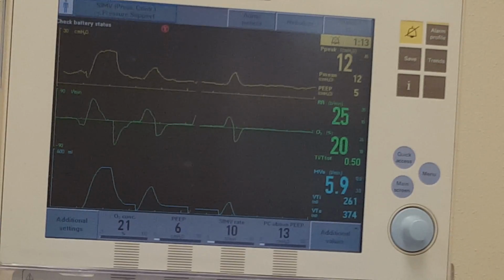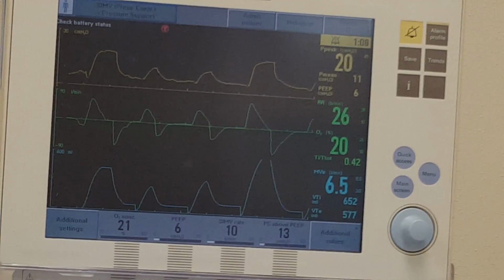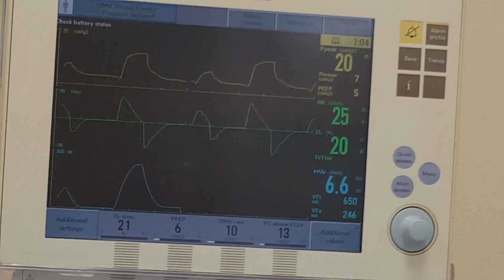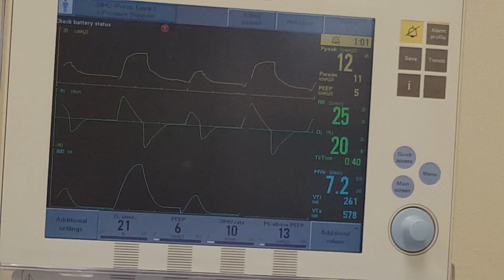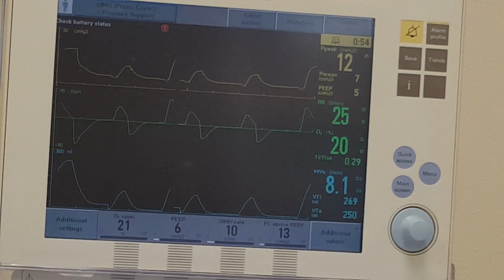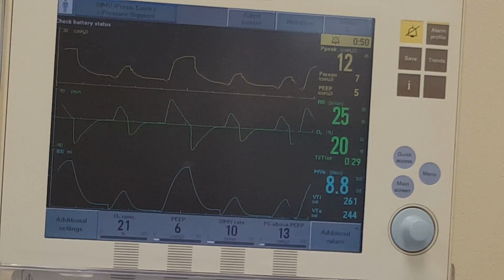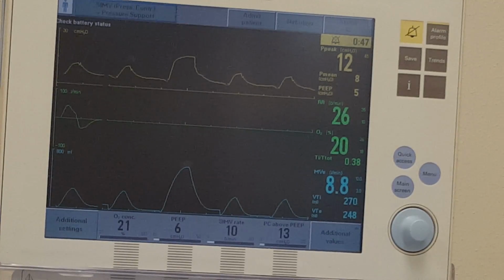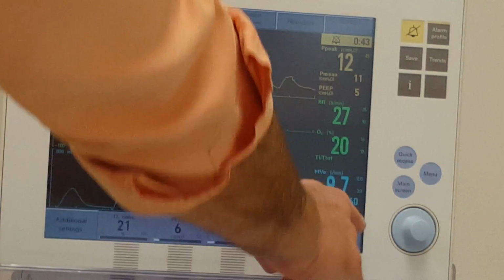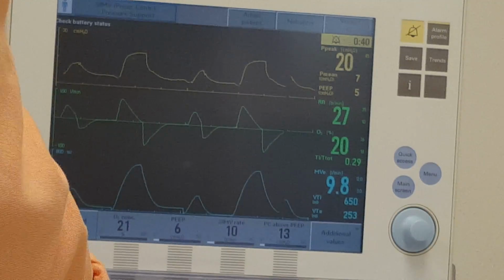Notice when I actually set the lab as requested, suddenly my volume on machine breaths is up to 650. And on spontaneous, we're running 260, 270. Okay. Now, like I said, right now my machine breaths are around 650 and about 250, 260, 270 on spontaneous.